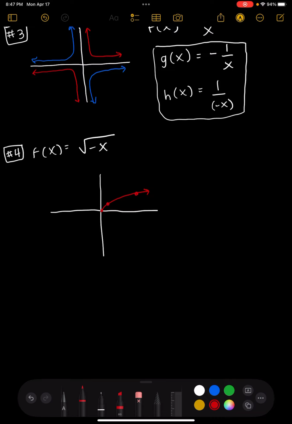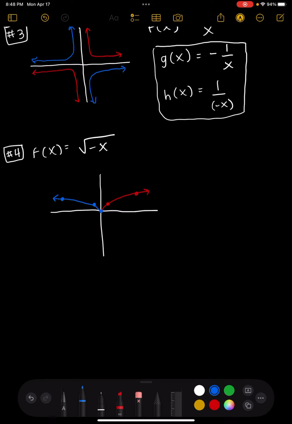Now, when I reflect it over the y-axis, because that's what it wants us to do, because the negative's inside, all that tells me is that I still start at 0, 0 because that's on my y-axis, but instead of going up 1 and over to the right one, I go up 1 and over to the left one, and then I go over to the left 4 and up 2. And so it looks exactly the same. It's just on the other side of the y-axis. It's just mirror imaged over.